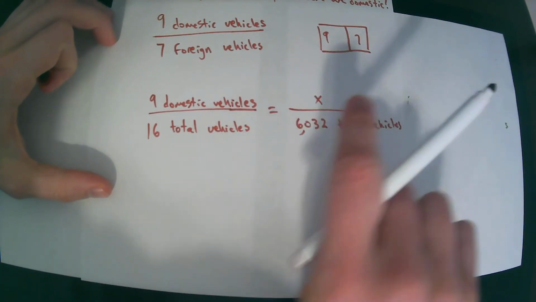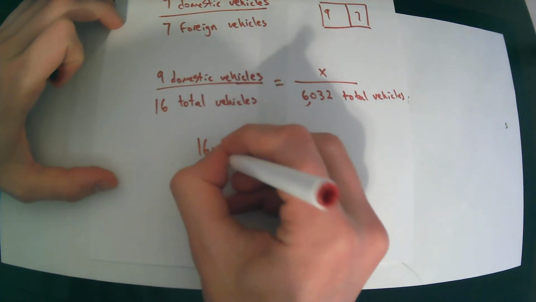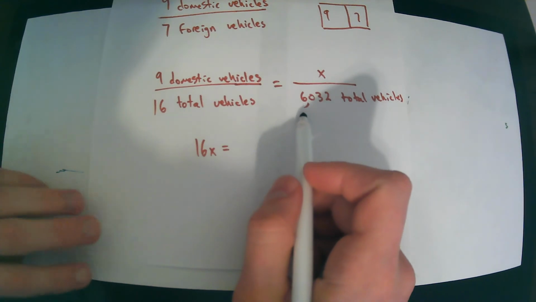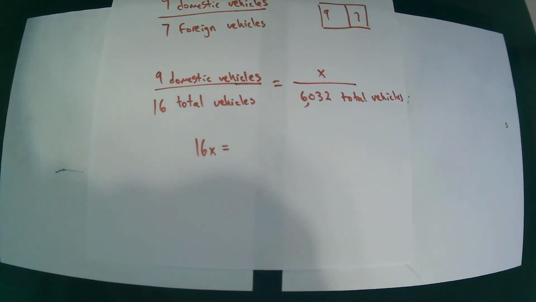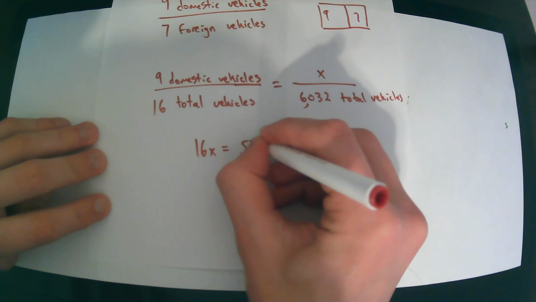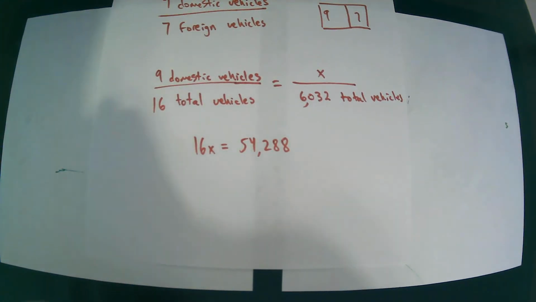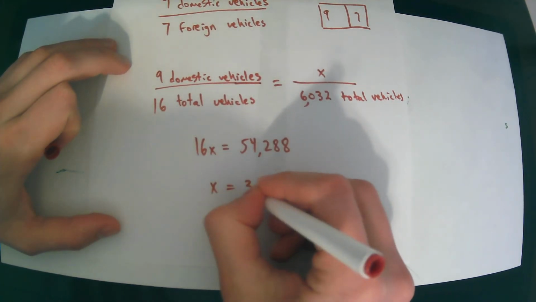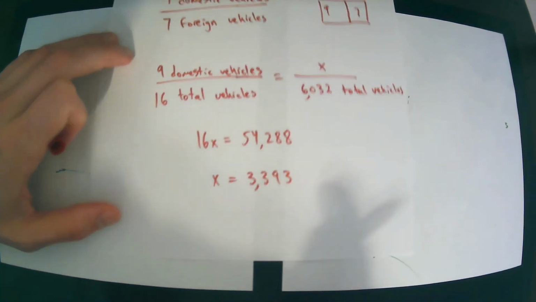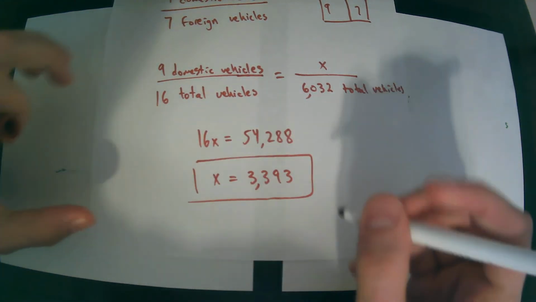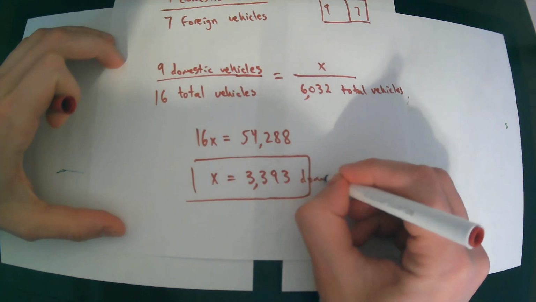And now I'm ready. Now I've got it set up. It's just a matter of solving the ratio. I'm not going to do this multiplication by hand. I'm going to say in the calculator 9 times... Well, actually, it wouldn't be that hard. No, it's fine. I'll do it with a calculator. Alright, 54,288, and then divided by 16. 3,393. Oh, with the unit. The unit is domestic vehicles. Whoops.